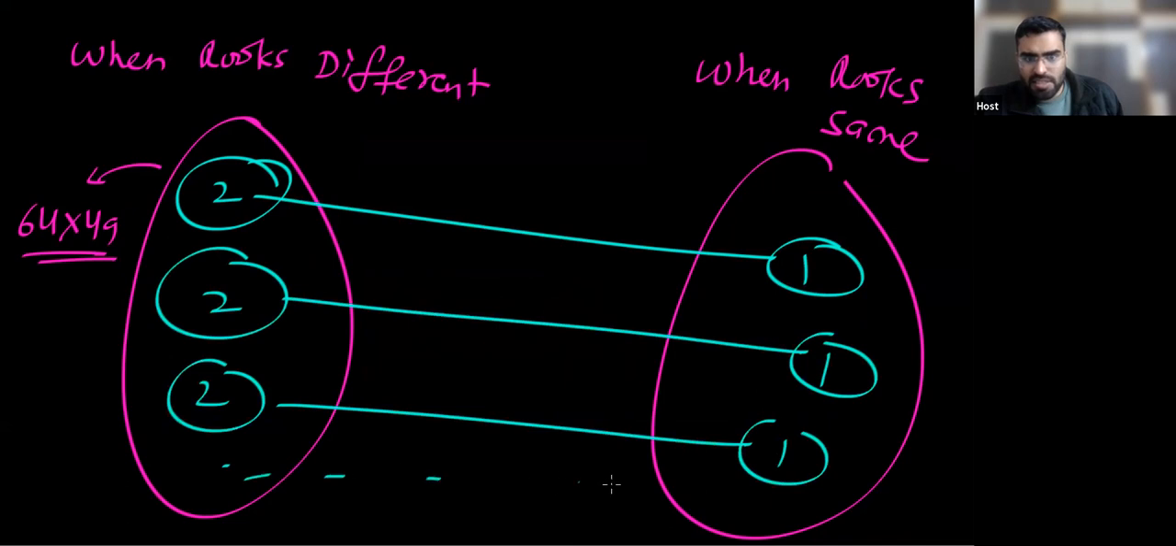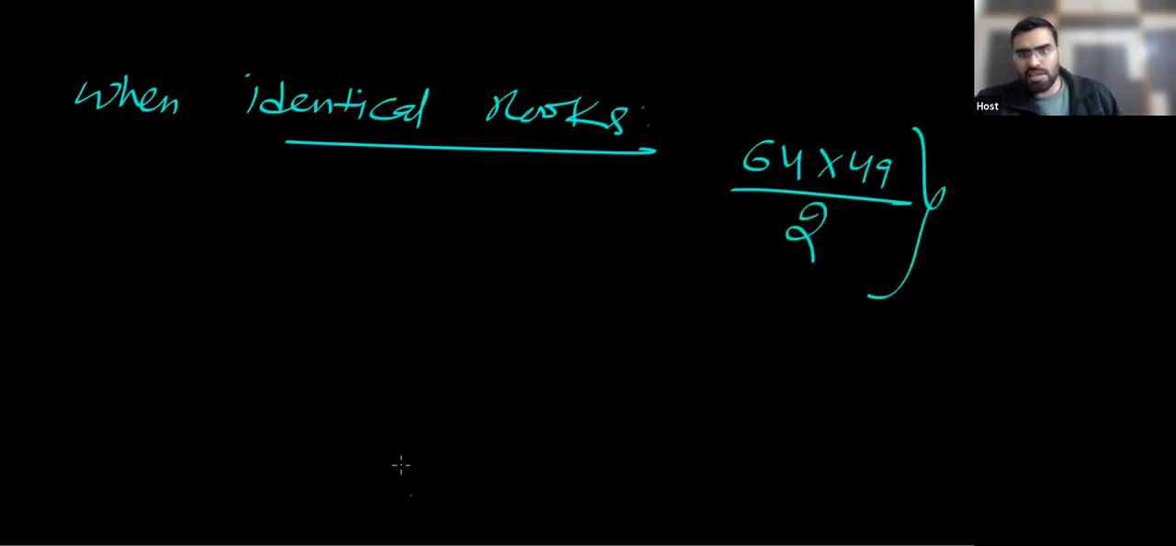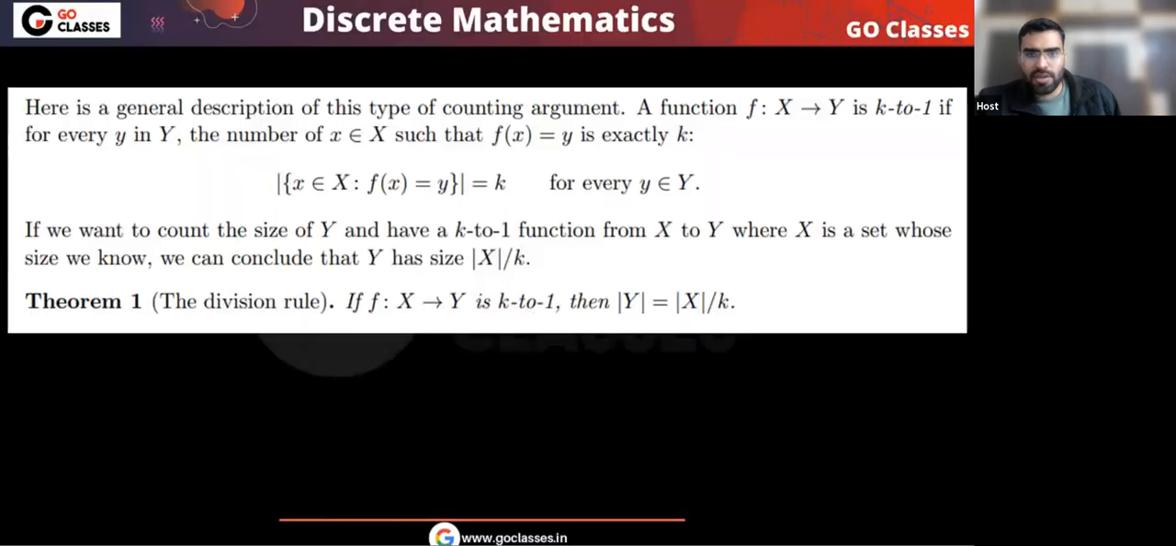So this is a 2 to 1 function. Is this clear? You have a 2 to 1 function, so simply divide by 2. So when you have identical rooks, the answer will be 64 into 49 divided by 2. Is this clear to everyone? How to apply the division principle?